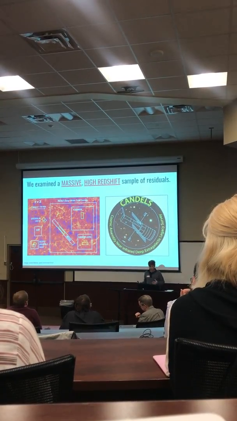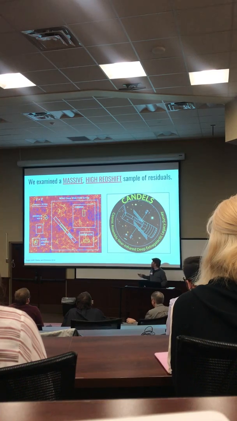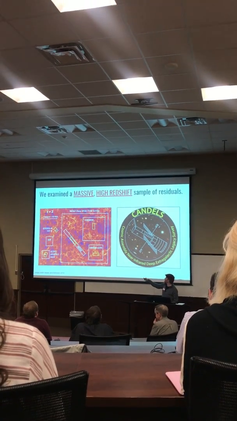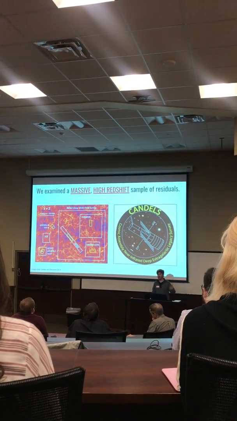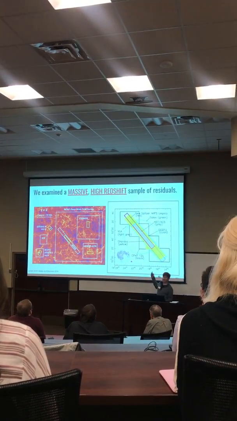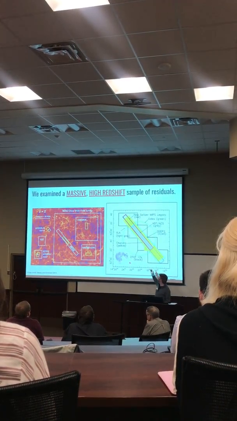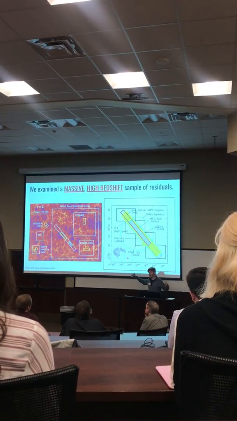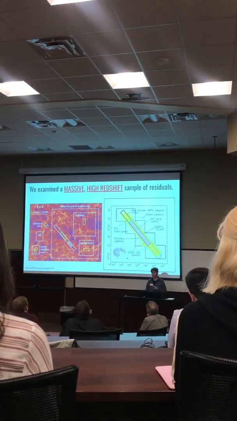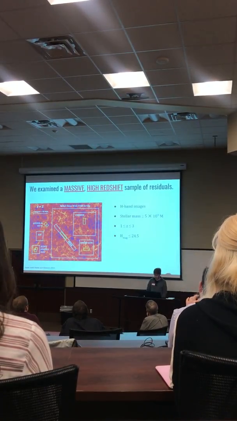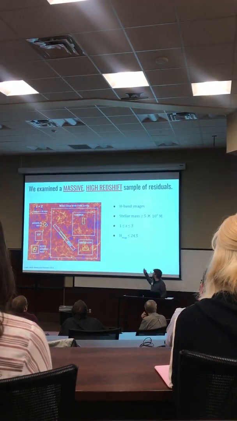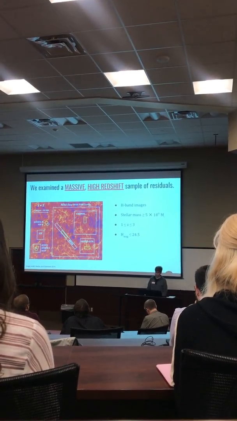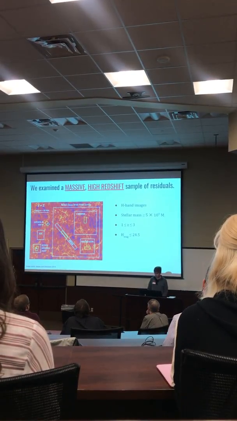The specific residuals that we looked at came from the CANDELS sample, and they are massive, high redshift CANDELS data. So these are the different fields that they came from. It's really not that important, but there are five premier fields. The reason that we like these fields is because they're also matched up with a lot of other multi-wavelength data, like radio data, X-ray data, infrared data, and stuff like that. So we're hoping we can combine these objects with other multi-wavelength data to get a good picture of the physical nature of these features. And then these are the specific sample details: they were H-band images, large stellar masses, high redshift, and H-band magnitudes less than or equal to 24.5.